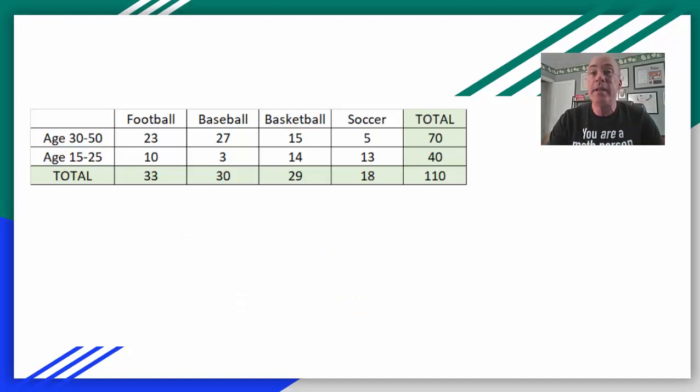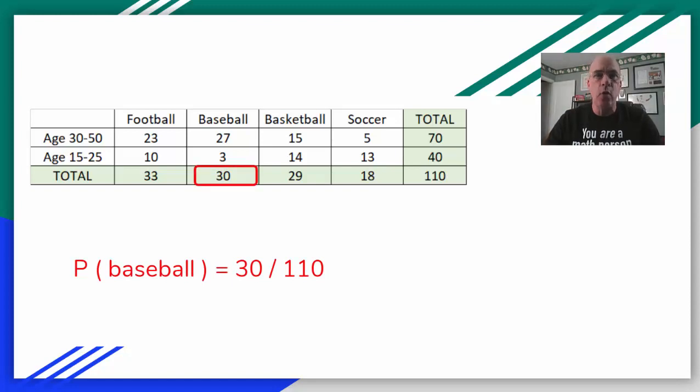For example, what's the probability someone likes baseball? Well, the probability someone likes baseball is 30 out of 110, because there were 110 total people in this survey, 30 of them like baseball, favorable over the total. And what's the probability that someone likes football? Hopefully it's easy to see that the probability someone likes football in this survey is 33 out of 110. There were 33 people who like football out of 110 people.